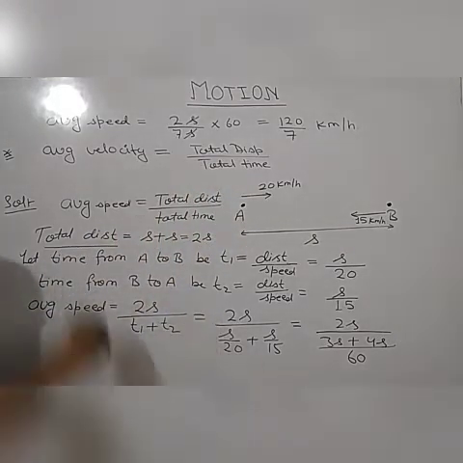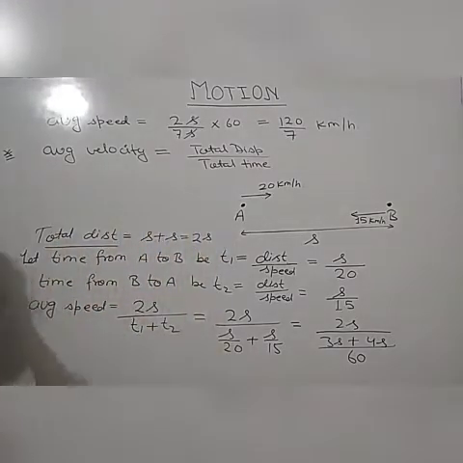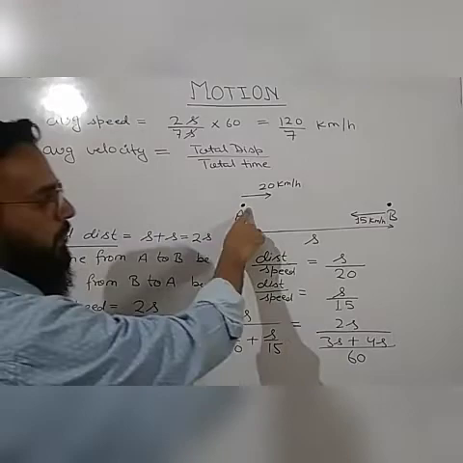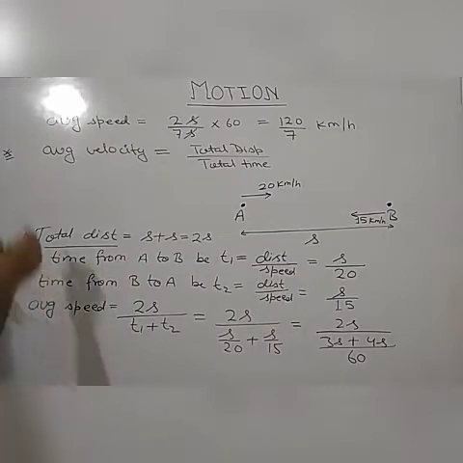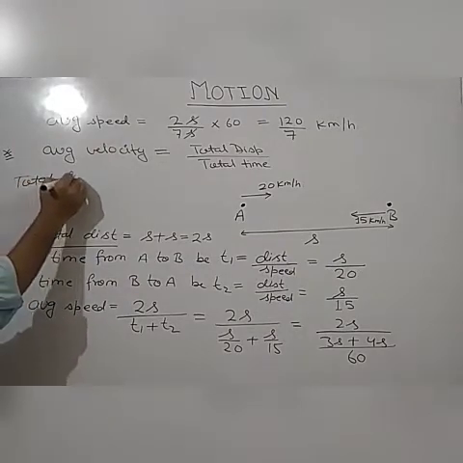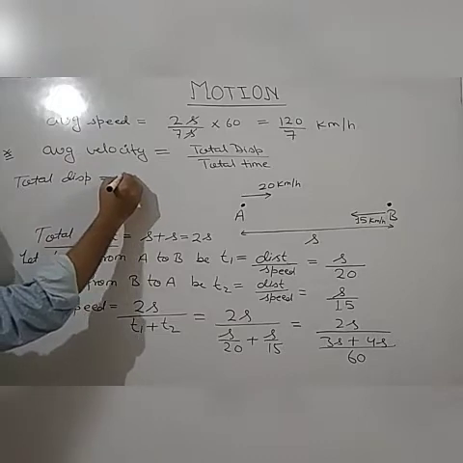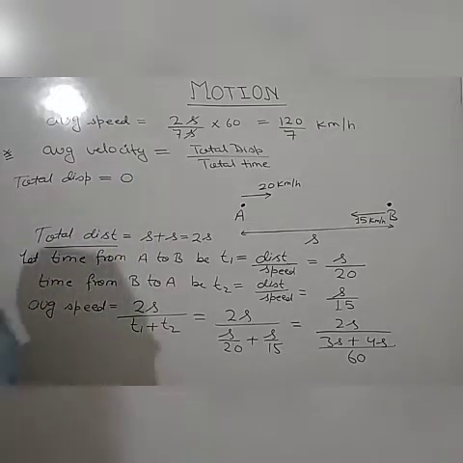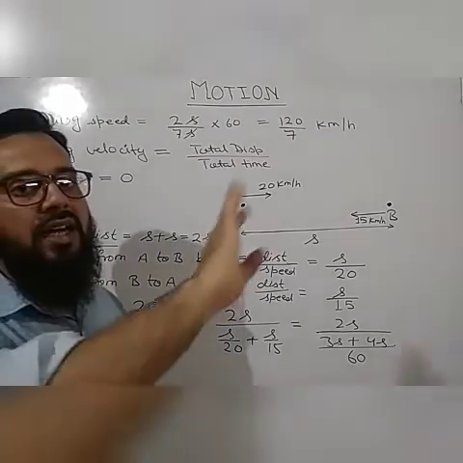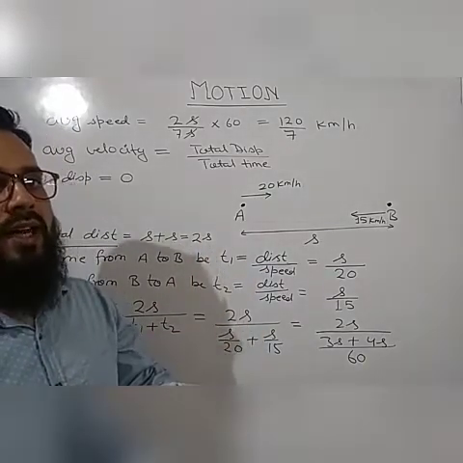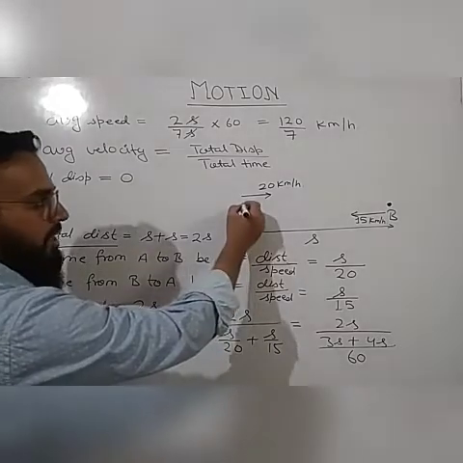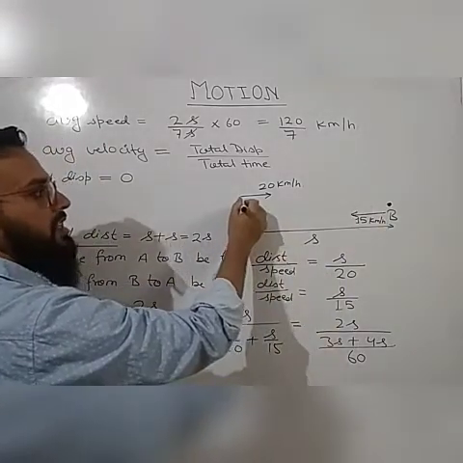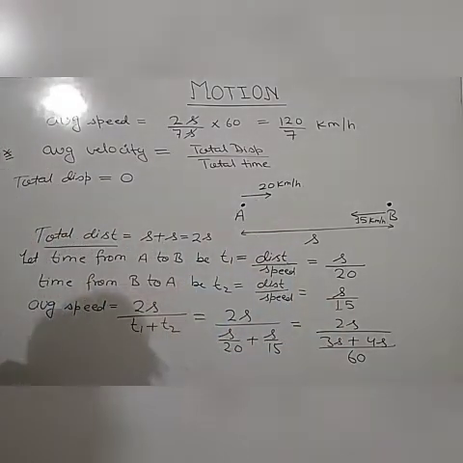And what will be the value of displacement in this complete journey? Since he starts from A, reaches B, then again starts from B and reaches point A, what is the total displacement? The total displacement will always be 0. As I already told you, when a body starts from a point and after covering some distance returns back to the same point, then the displacement is always 0. Displacement is the shortest path between initial and final position. So if he starts from A and returns back to A, then the distance between A and A will be 0. So the displacement is 0.